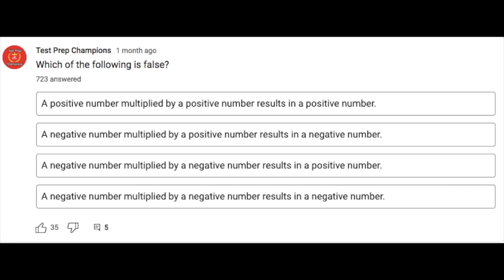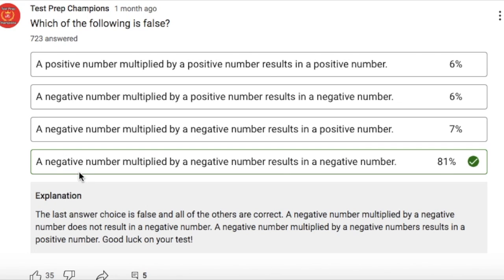So now's your chance to pause the video, take all the time you need to think through these, and whenever you're ready, we'll go over the answer. So the last one here, which would be D, is the false one. So that's the correct answer here. The first 3 statements here are true, and I would recommend knowing these 3 for your test. Now, the last one here, a negative number multiplied by a negative number, that's wrong because 2 negatives multiplied together is going to give us a positive number, so that's why this one is wrong, meaning it's the correct answer.